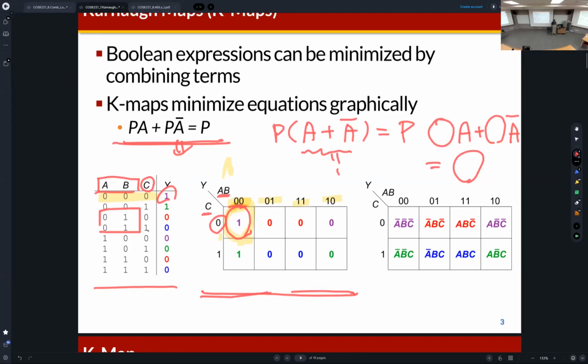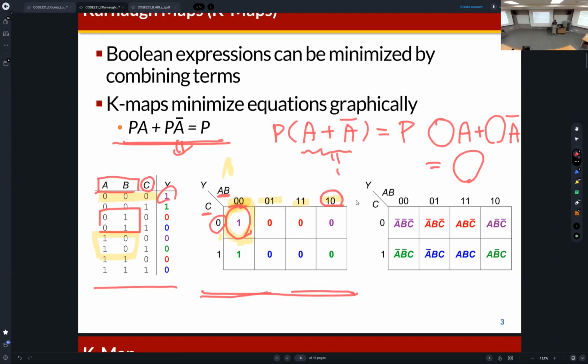And how about 1 0? You also need to note that the next AB is usually 1 0 in the truth table, but we find 1 0 here. Okay, so please be careful. The order of AB is 0 0, 0 1, 1 1, then 1 0. Actually, this order is very important.